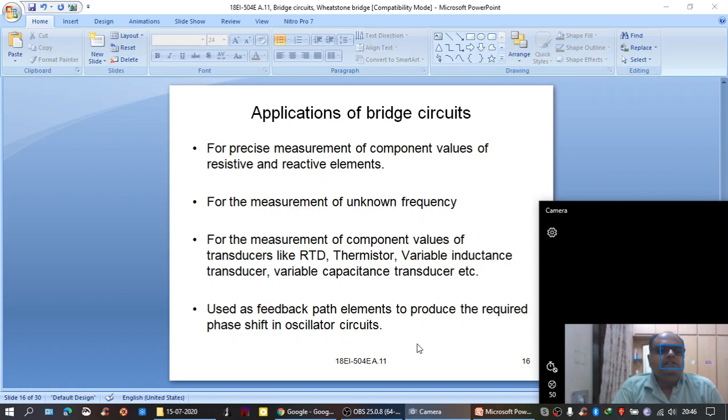So if in the forward path there is an introduction of phase angle of say 180 degrees, an additional 180 degrees phase angle has to be incorporated in the feedback path. That can be done by using a bridge circuit. By using a bridge circuit, additional phase angle or phase shift can be introduced into the oscillator in order to satisfy Barkhausen criteria and in order to produce sustained oscillations. So these are some of the applications of bridge circuits.